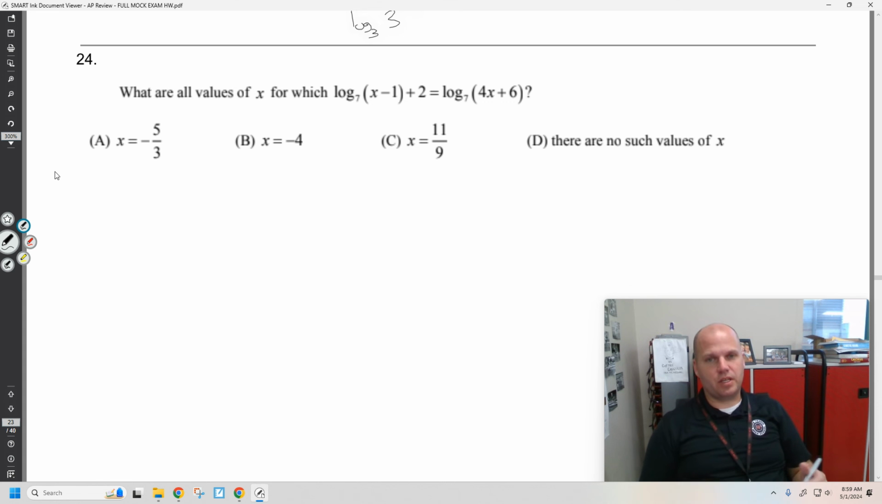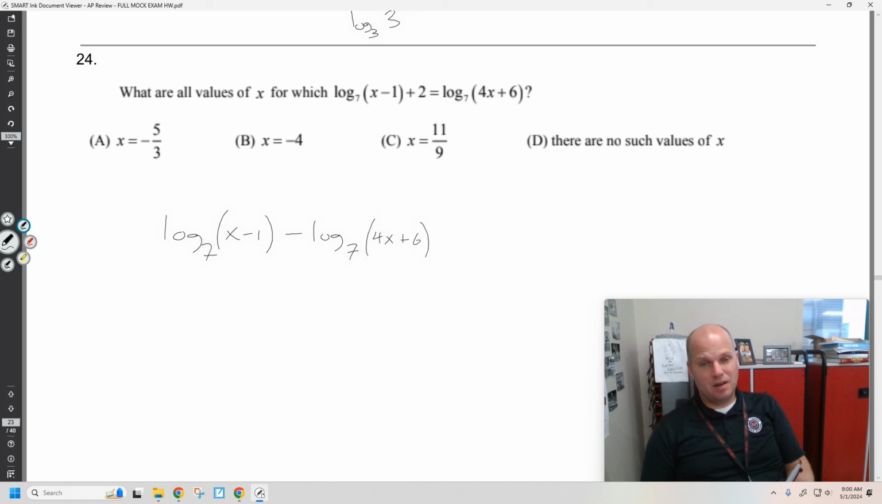All right, this is good because I'm going to move some stuff around first. I don't like how it's set up. I'm going to subtract log base 7 of 4x plus 6. I'm also going to subtract the -2. Get that out of here. Get that to the other side. I'm going to use log properties to simplify this.